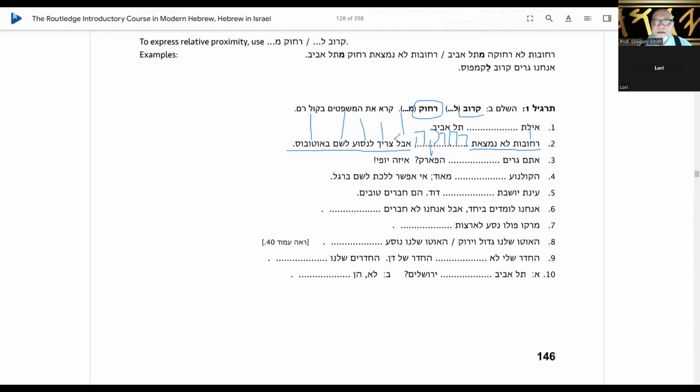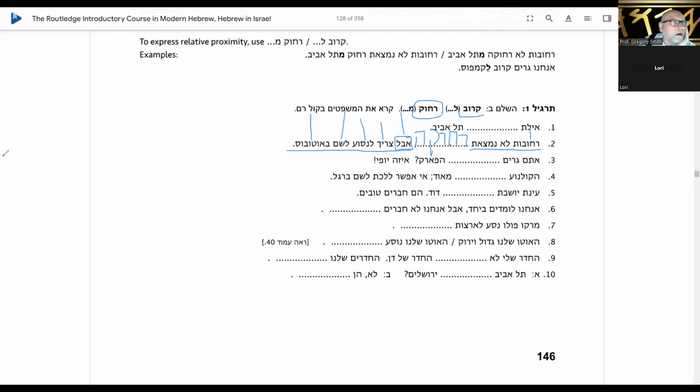And then Aval Zarich, but you need Linsoa. Let me put that in there. Aval Zarich Linsoa Lesham Beutubus. There we go. Okay, so why do I choose is not far? Because they say but. So it would be like saying, you still need to travel by bus, but it's not far. Okay, so I think that's what we got there.